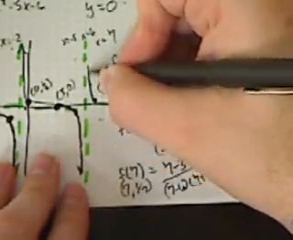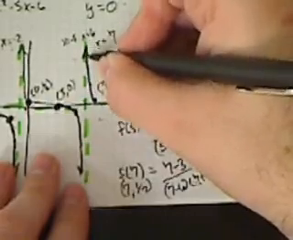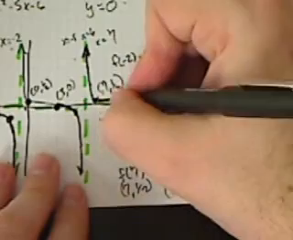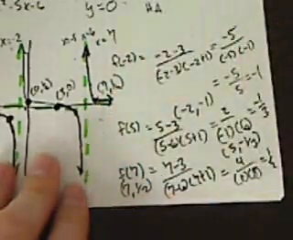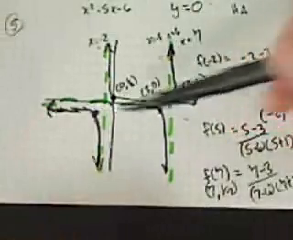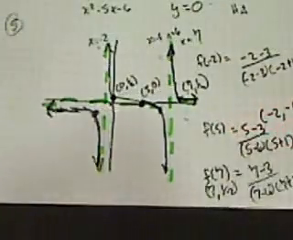So I know I cannot cross my x-axis, so I'm going to get closer to my vertical asymptote and then closer to my horizontal asymptote as it goes, which is going to give me my completed graph for (x minus 3) over (x minus 6)(x plus 1).